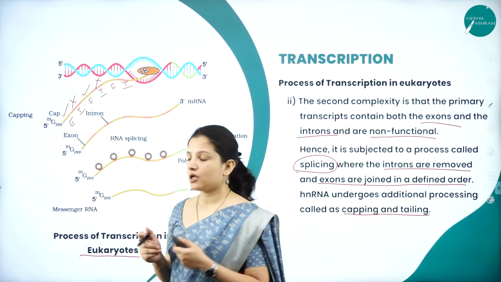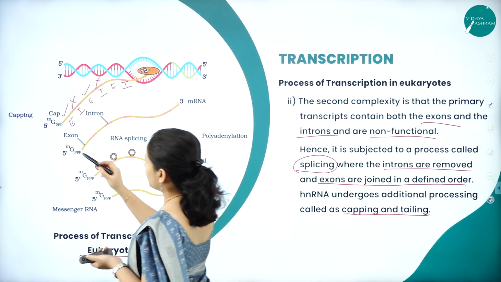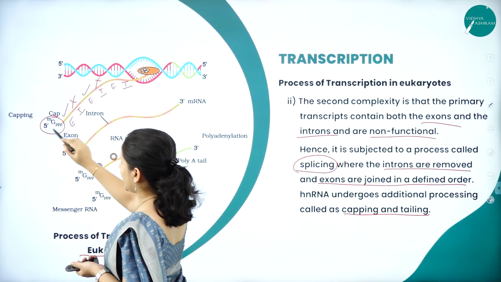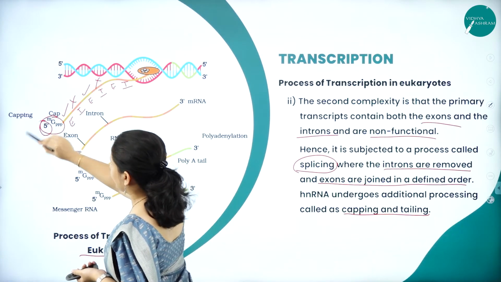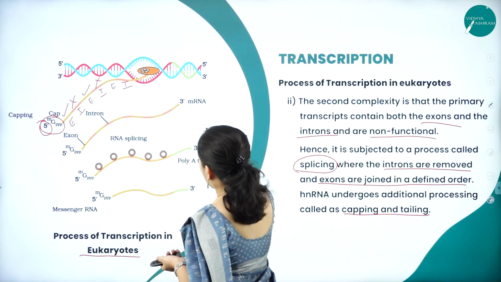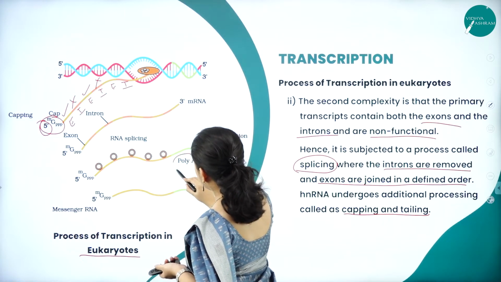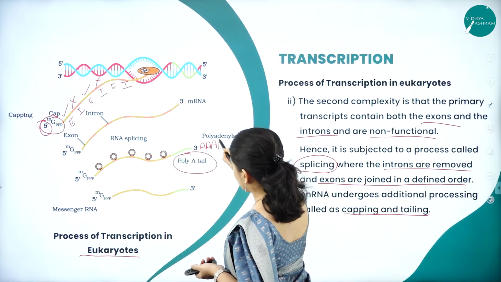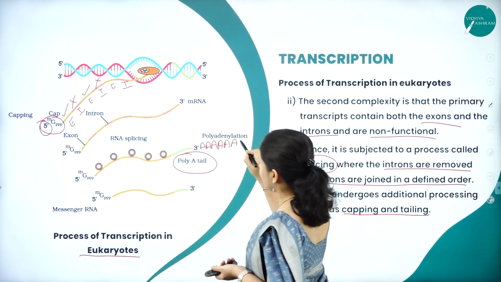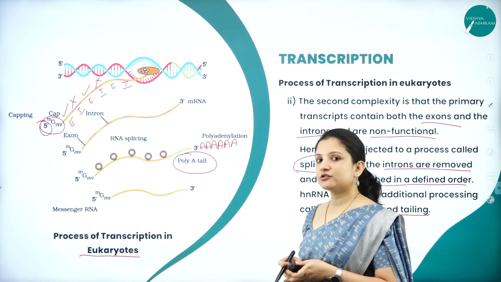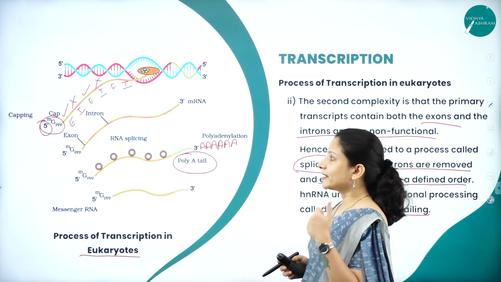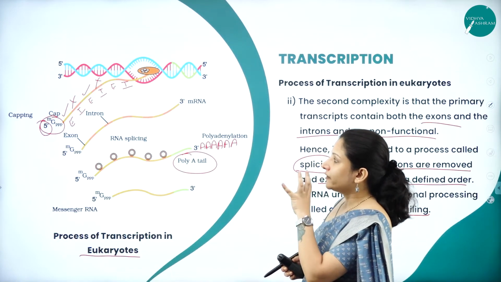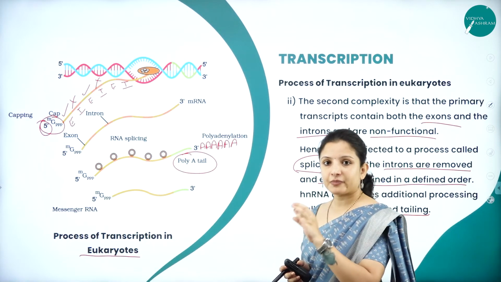Before the process of splicing, there is one more process that will occur, which is called capping and tailing. What happens in capping? In capping, this methyl guanine triphosphate will form a cap at the 5' end, and apart from that, a poly A tail will be formed. In the 3' end, there is polyadenylation, meaning addition of a long chain of adenine group will take place. So, so much will occur.